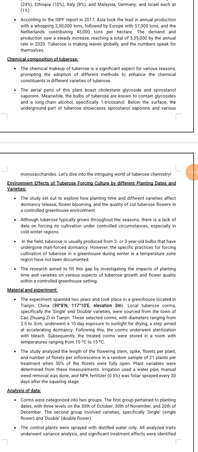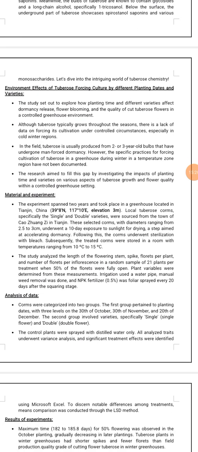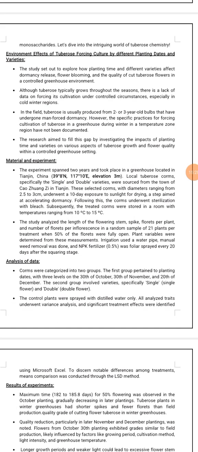Chemical composition of the tuberose: promote adoption of the different methods to enhance the chemical constituents in the different varieties of tuberose. Environmental effects of tuberose, forcing the culture by different planting dates and the variety. We have seen that every crop will be grown in specific conditions and at a specific temperature. So in Pakistan we say that different time regions of the year have different temperatures and different length of the day.